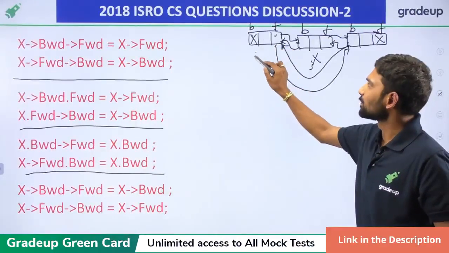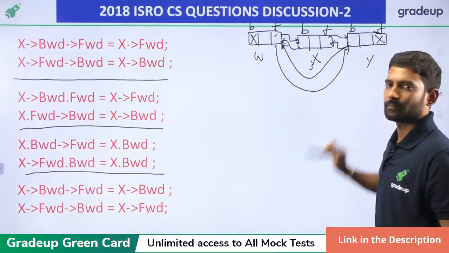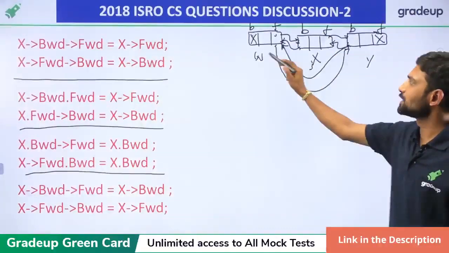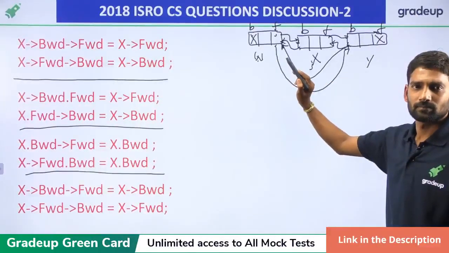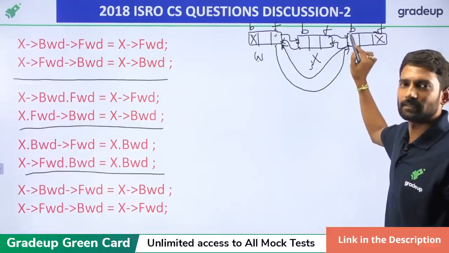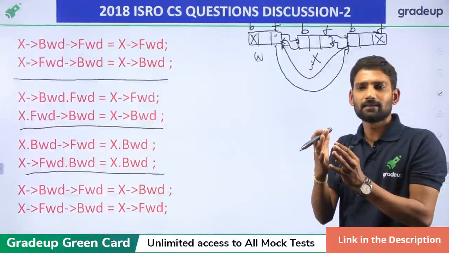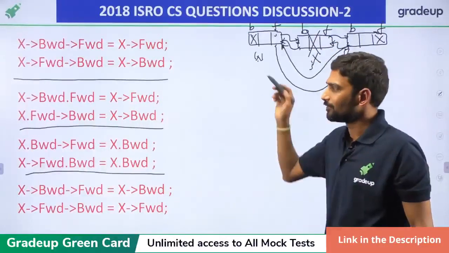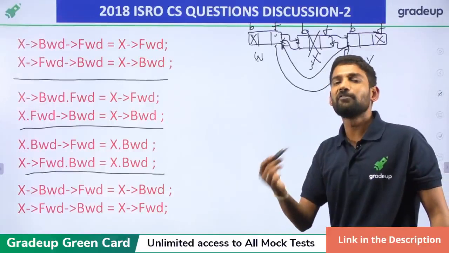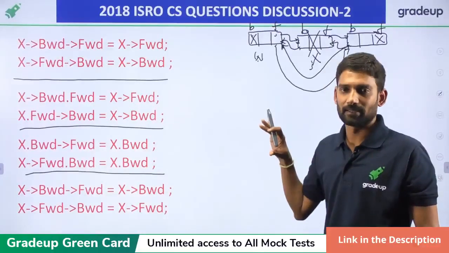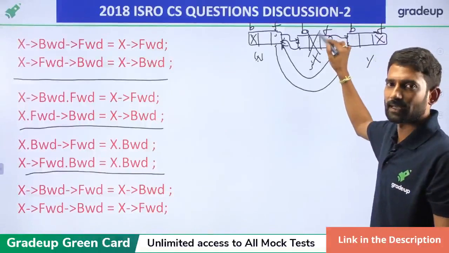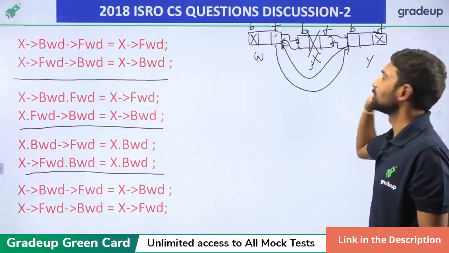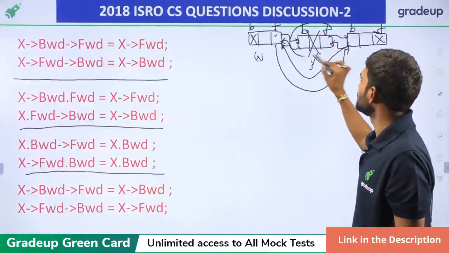Now let us suppose this is W, this is Y. W forward is pointing to Y. Y backward is pointing to W. Isn't it? That means these got connected. W and Y are now adjacent. That means this is deleted. Of course, it is not deleted in memory with that code. By writing free only, it will be erased from memory. But now it does not have any connection with W or Y. That means this element is deleted.